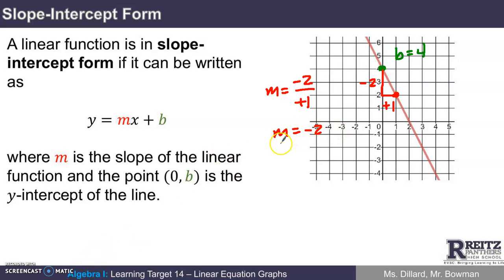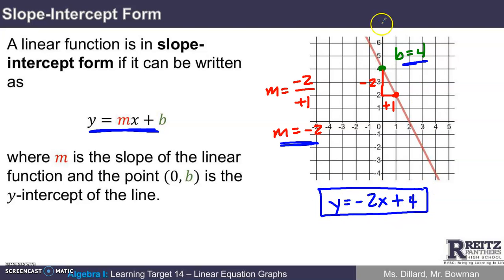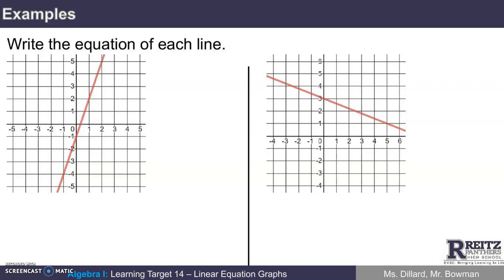Now I can use these values in this equation and write the equation of the line. Y equals, if m is negative 2, this should say negative 2x. And if b is 4, it should say plus 4. So there is an equation for the line in the graph. Let's work through a couple more examples like this. Here's a line given by its graph, and what we want you to do is to write the equation.